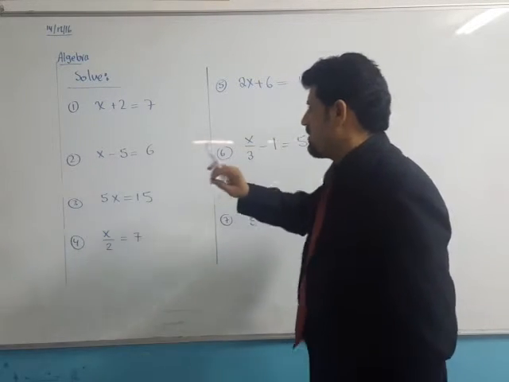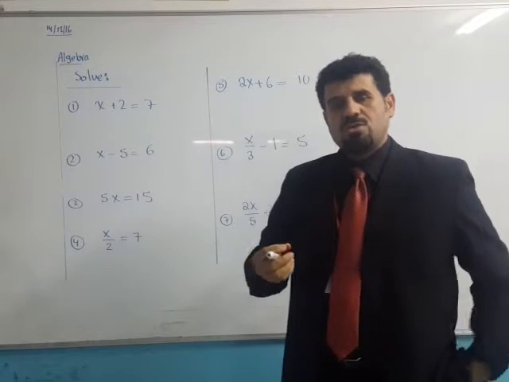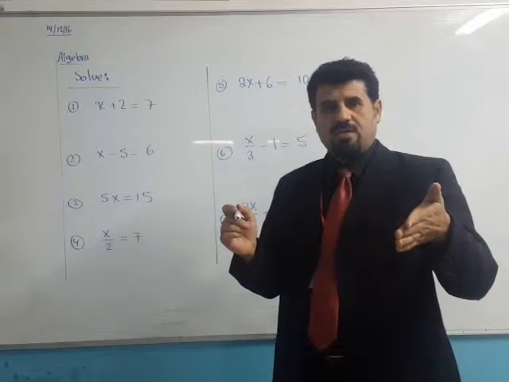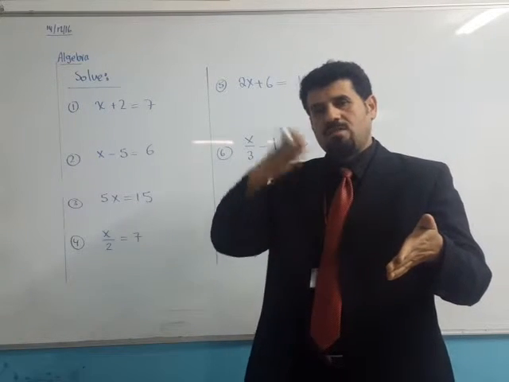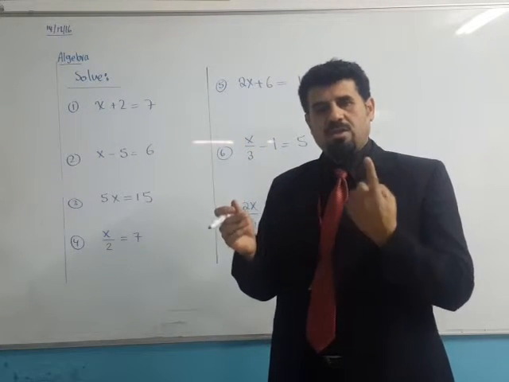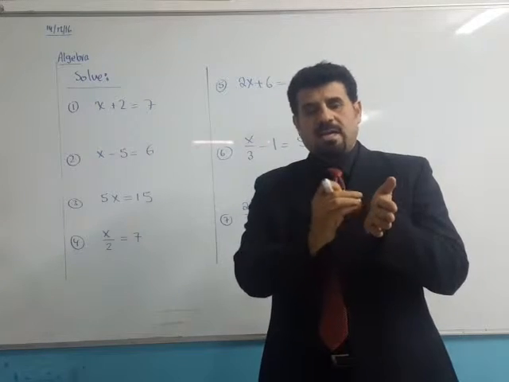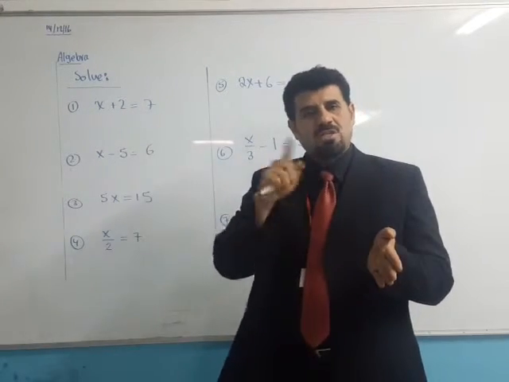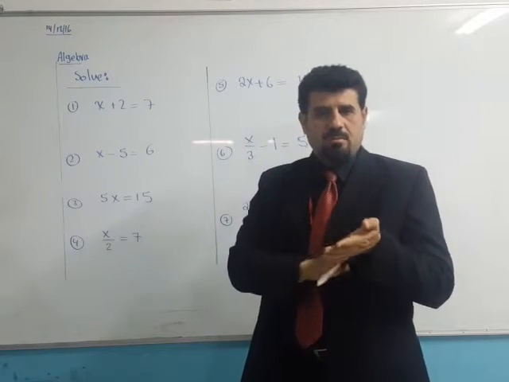Let's start with the first one. The technique is simply to leave the x's on the left-hand side of the equal sign and send the constants to the other side. But one thing you need to remember, when you send any term from one side to the other, you need to change the sign. That's the only thing you need to remember.